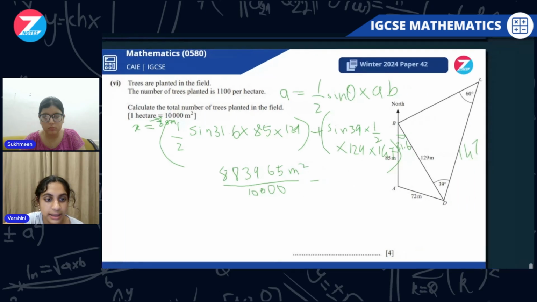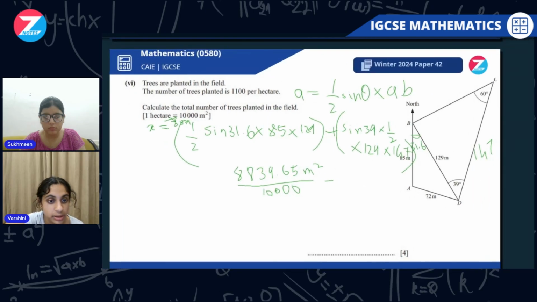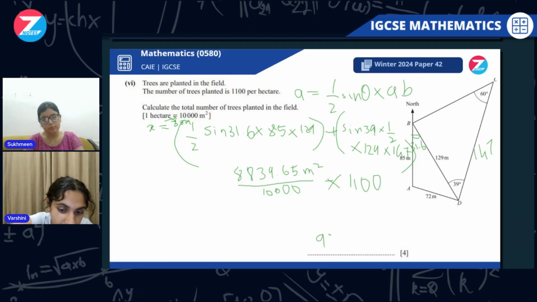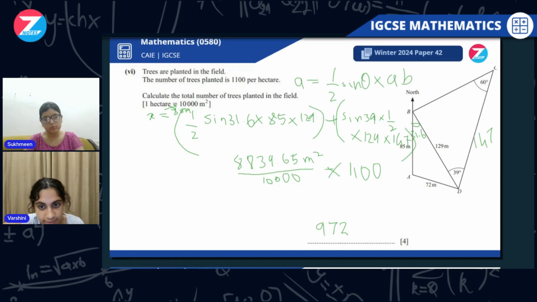Okay, and now we want to find the total number of trees planted. The number of trees planted in the field is 1100 per hectare. So per each of these, we know there are these many hectares, and for all of these hectares, there'll be 1100. So that means we're just going to multiply the fraction into 1100, and you'll get 972.3936, which will round off to 972.